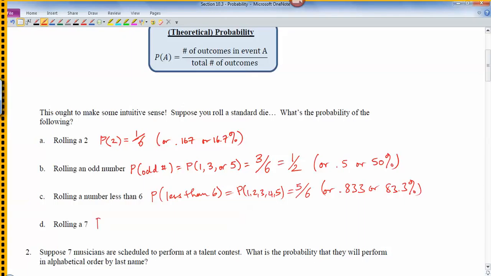Rolling a 7, well, a standard die only has 1 through 6, so for the probability of rolling a 7, there are no possible ways of doing that out of 6, which is just 0. So you could say 0 or 0%, which should make intuitive sense there.